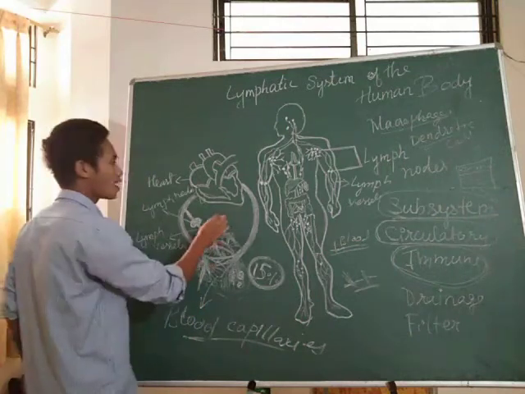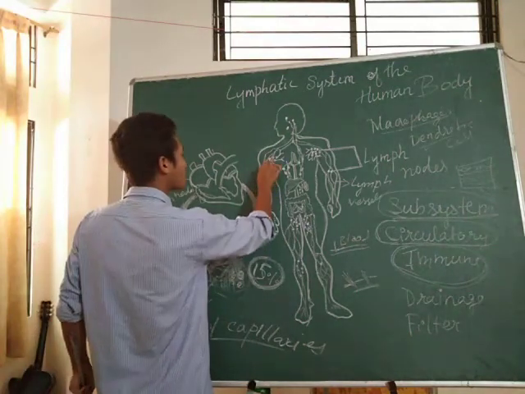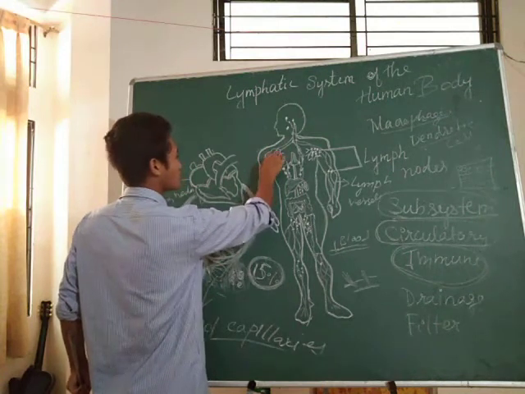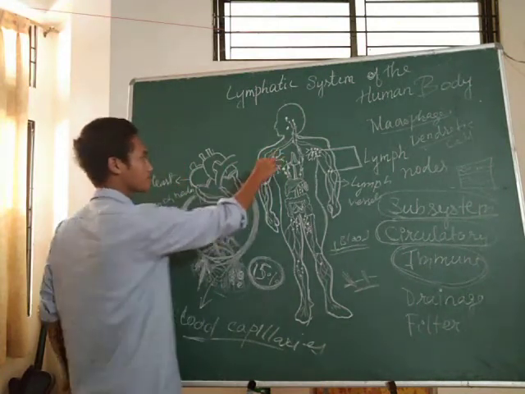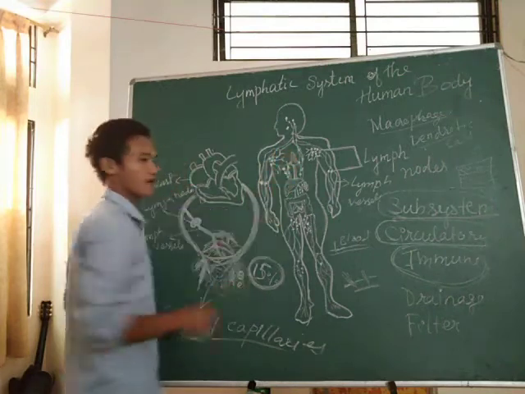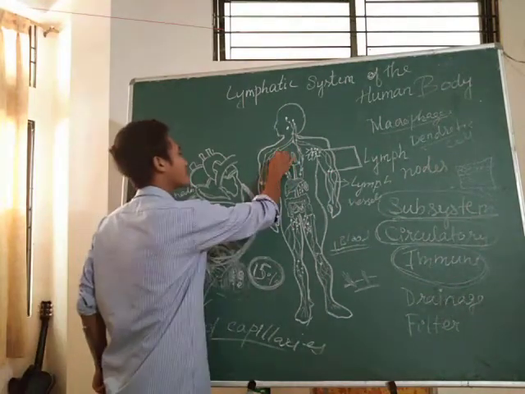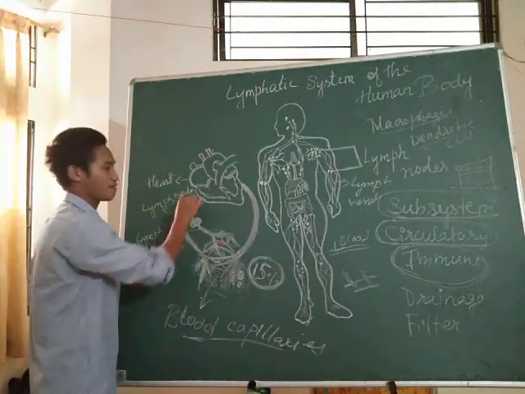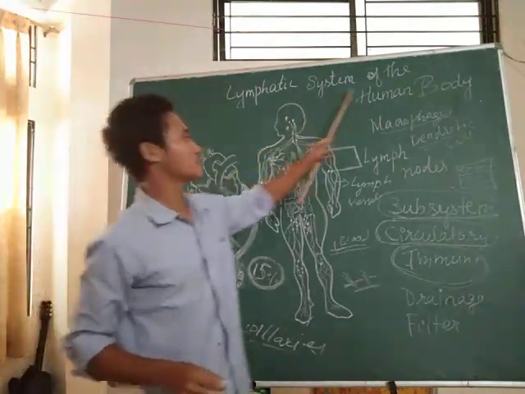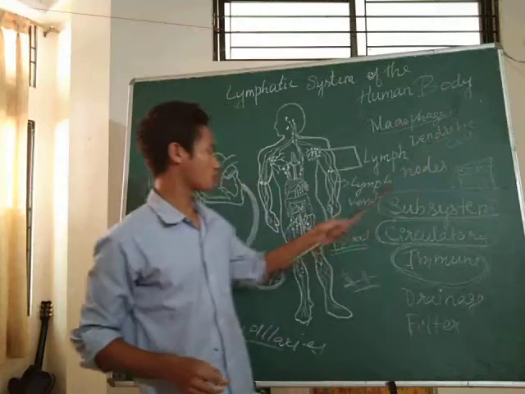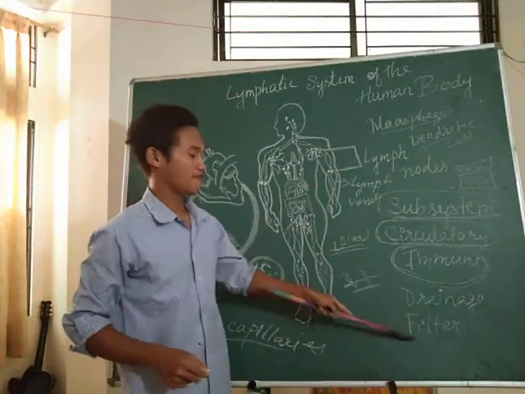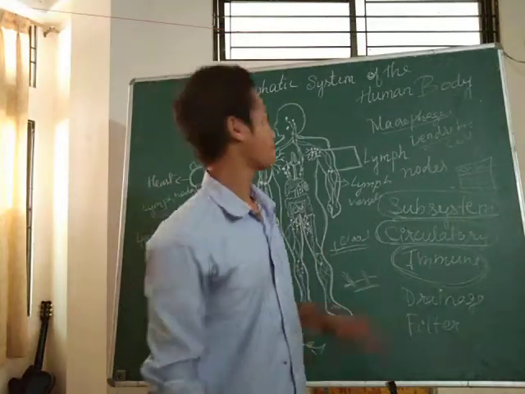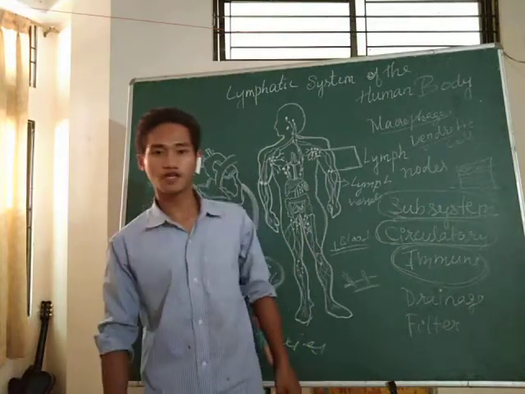Okay, that means when the blood comes back, it goes through so many lymph nodes. Then it gets filtered before it enters back into the blood vessel. All the bacteria is killed and the clean blood is put back into the blood vessel. That is why the lymphatic system of the human body is also called what? The filter of our human body. Okay, that was all about the lymphatic system of the human body.